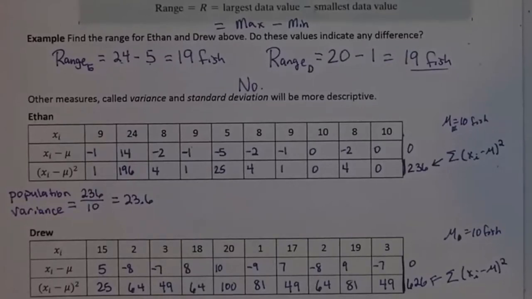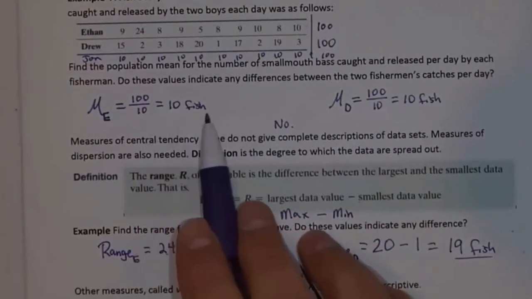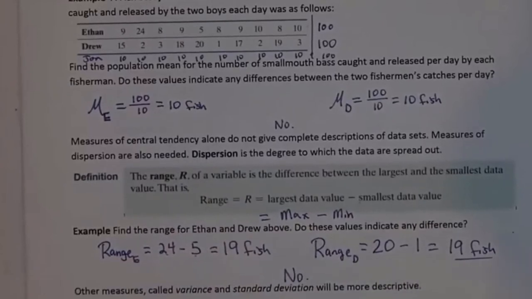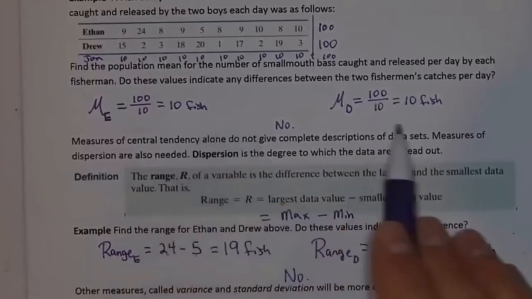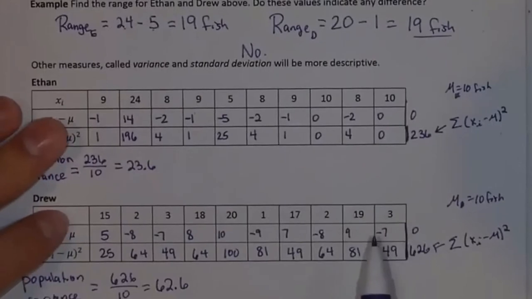So variance is really, really good. But there's one problem with variance: the units. So I want to think about the units. So when we calculated Ethan's and Drew's means, the units here are fish, or if you prefer, you could say bass. So on average, Ethan caught 10 fish. On average, Drew caught 10 fish.